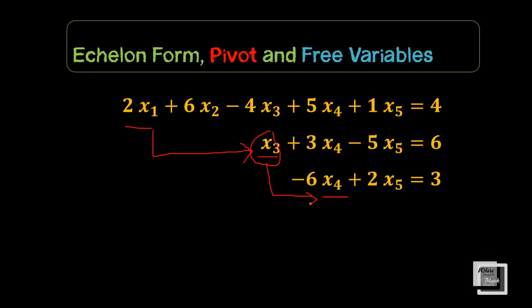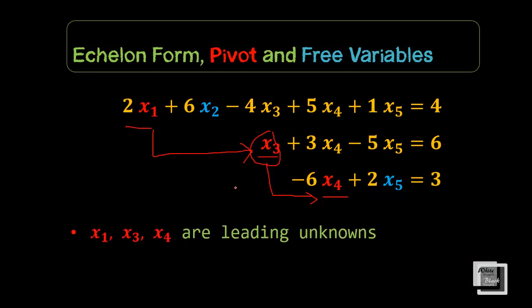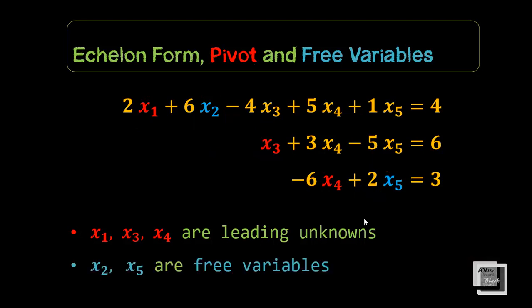Now in this set of linear equations we have 3 leading unknowns x1, x3 and x4. Out of 5 unknowns we have 3 leading unknowns x1, x3 and x4. The remaining 2 unknowns x2 and x5 are called free variables. One way to solve a system of linear equations is by working with the augmented matrix rather than the equations themselves.